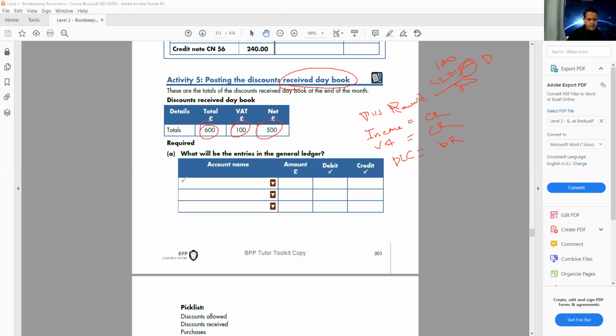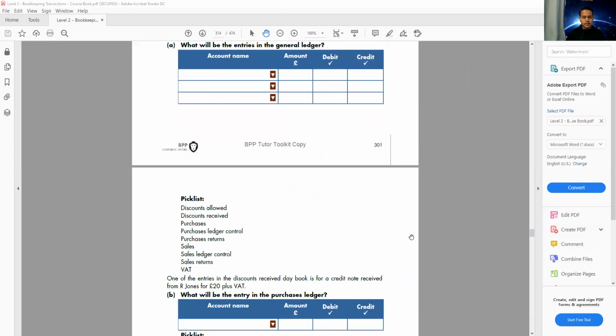So you're going to say discount received 500, credit, VAT 100 credit, and because of the discount, I'm going to pay £600 less to my supplier, so that will be our debit. All right, so that's it from the discount received table. Let's see if anything else we have.